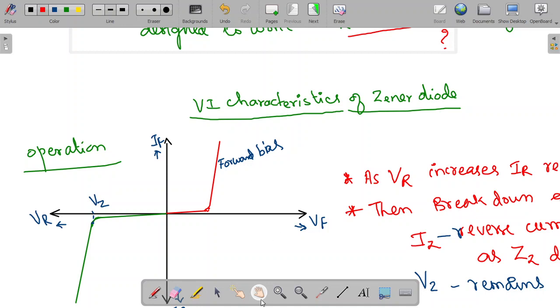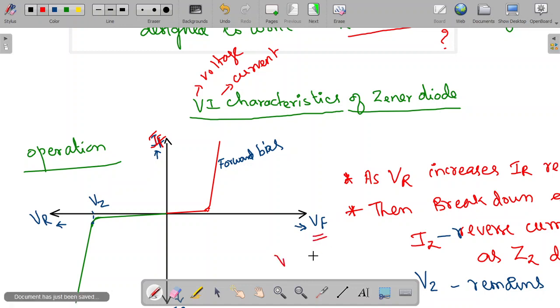So what are VI characteristics? V is voltage, I is current. We have to see the voltage-current relationship graph. Here you see this is the forward voltage. VF represents forward voltage, and IF is the forward current. So this is during the forward bias condition.